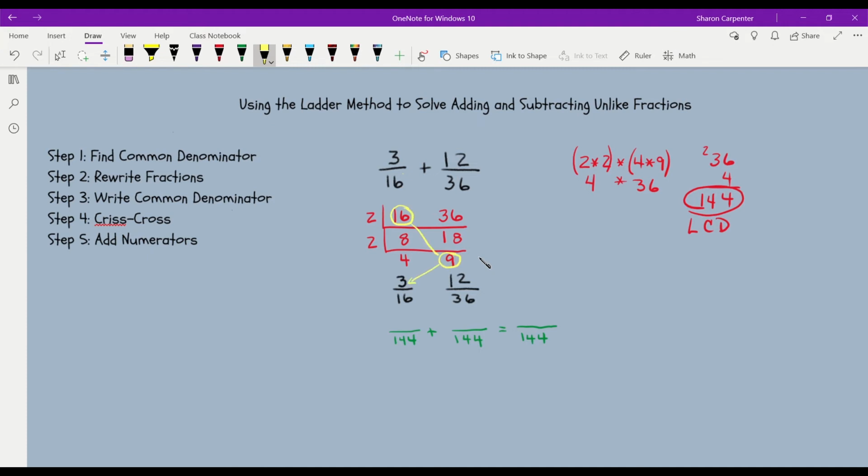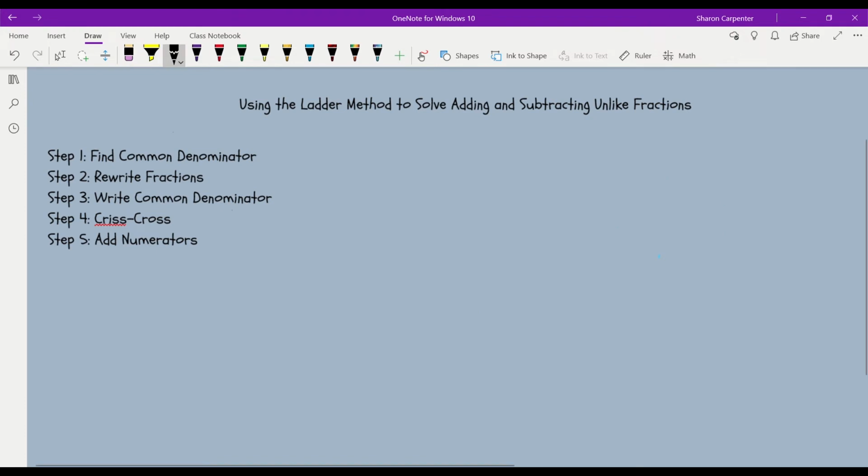Crisscross to the 9 on the bottom, crisscross and multiply by 3 to get 27 as our first numerator. Then the other side. Circle 36, crisscross to 4, then crisscross to multiply by 12, and 4 times 12 is 48, our second numerator. Now add the numerators 27 and 48, and you get the solution 75 over 144.